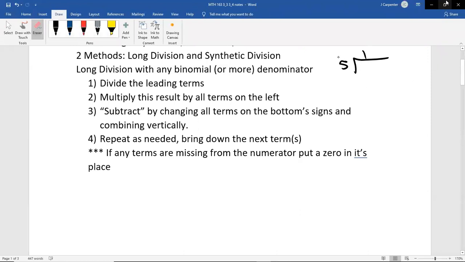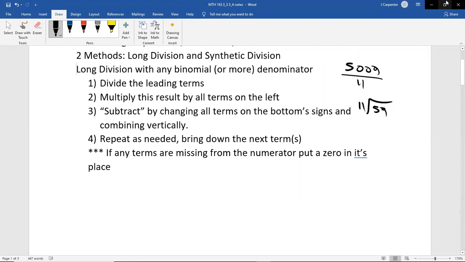I just don't want this still up there. And then notice that I have a super special 3 asterisk memo. If any terms are missing from the numerator, you're going to need a 0 in its place. This is kind of like if I had the number 5009 and I wanted to divide this by, say, 11. I can't just say 11 into 59. That's not the same thing.